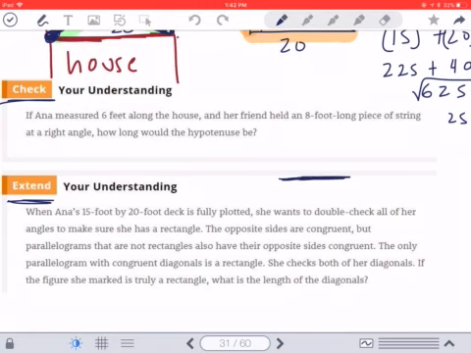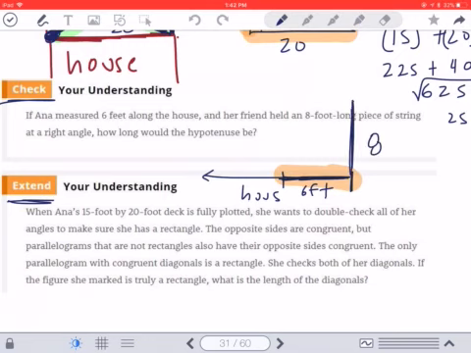So maybe this is the whole house. This represents 6 feet of it from here to here in orange. And her friend holds an 8-foot-long piece of string. So this is 8 feet. What is this hypotenuse going to be?